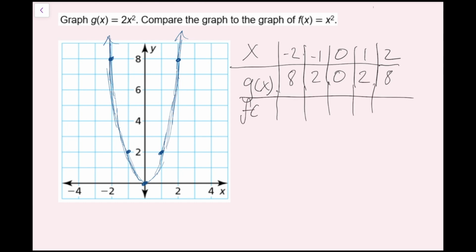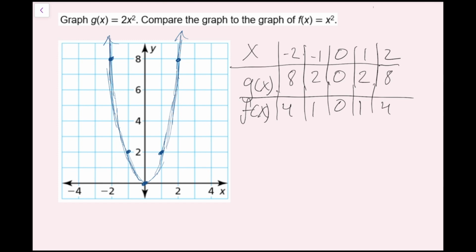So f of x. Okay, and then once again, I know the vertex is going to be 0, comma 0, the origin. And then I'm just going to plug my values in. Well, if I plug in 1 for my x value, f of x is just going to be 1, because 1 squared is 1. And then same thing here, it's symmetrical. And then if I plug in 2, 2 squared is 4. So this will be 4, and this will be 4 as well.